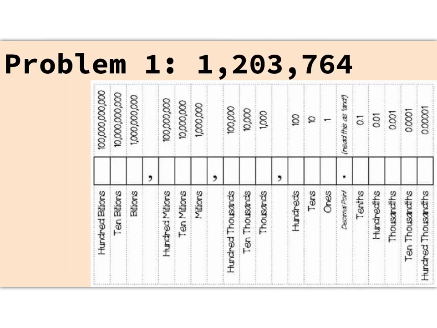Okay, for the answer, we have 1,203,764. Problem 2, again, in front of the commas, we have 2,040,008. Any numbers with zeros, you do not have to say the actual place value of those numbers.